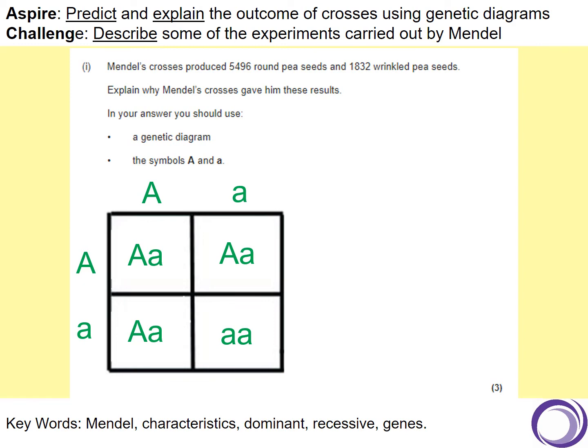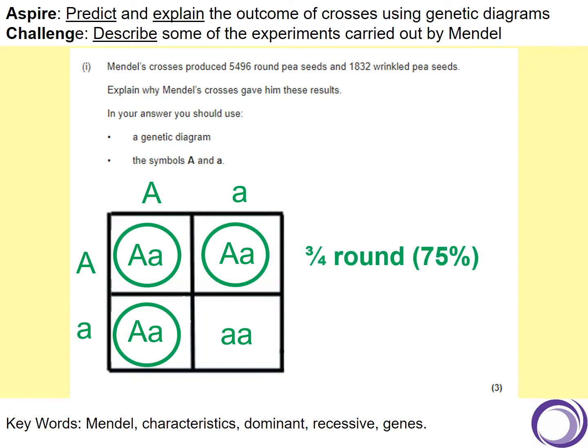But the first thing you had to do was look at those two numbers. Think, right, I've got three times as many round as wrinkled. So I need one box to be recessive and the rest to be dominant. Because you've got three out of four that are round, so 75%. And you've got one out of four that's wrinkled, so 25%.